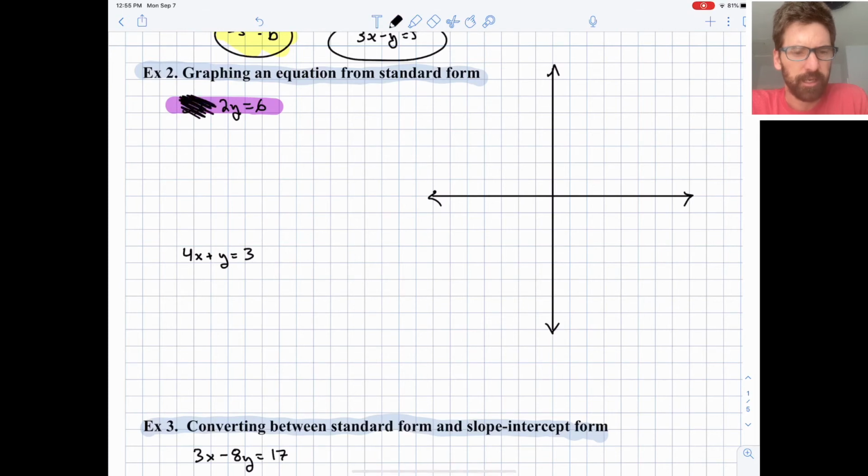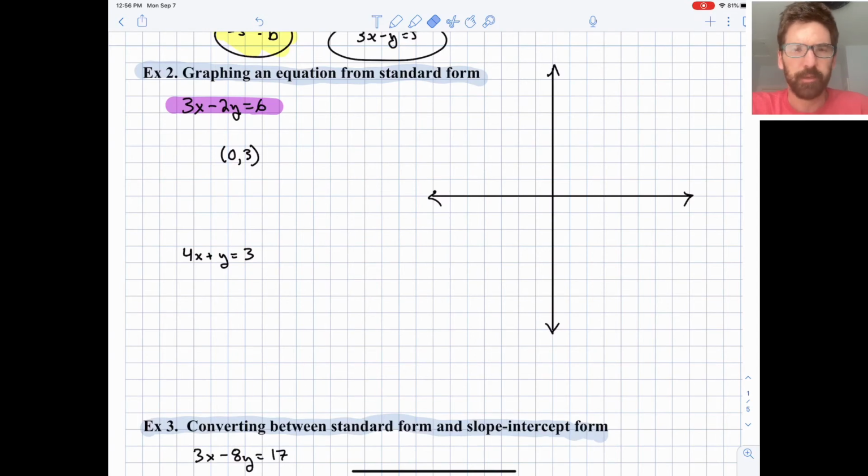When I talk about plugging in 0 for x, what that really means is making x disappear, okay? And we just have a much simpler equation, 2y equals 6. And so that means if x is 0, y is 3. Divide that 2y equals 6 equation on both sides by 2.